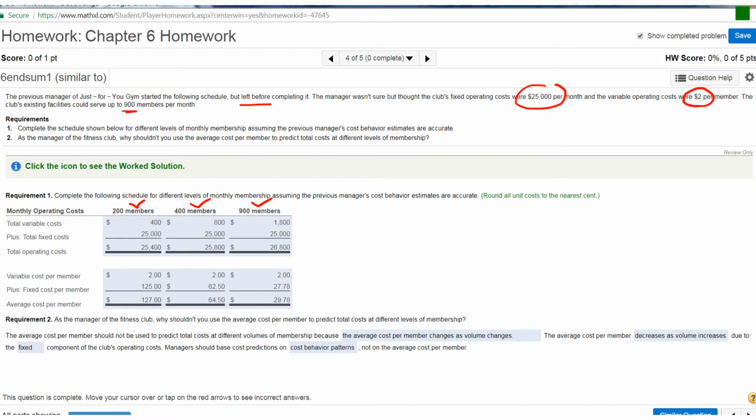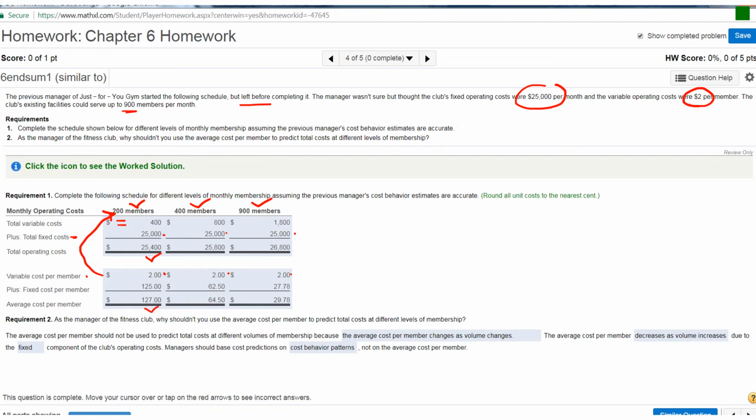So to fill this thing in, the total fixed costs are the same for each category. So notice the 25,000, you can just copy that across. The same with the variable cost per unit, which is $2 per member. So the 2, and 2, you can just kind of copy those across. Now, to fill in the rest of this, if I start with 200 members, if you take 2 and multiply that by 200, that's going to give you 400, right? So then you take 400 plus 25,000, there's your 25,400. And of course, we already know that 2 plus 125 gives you 127.